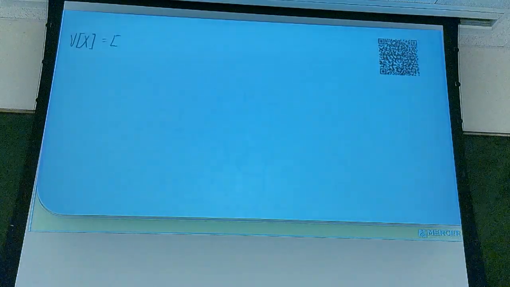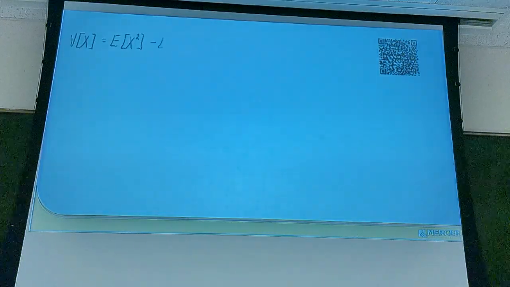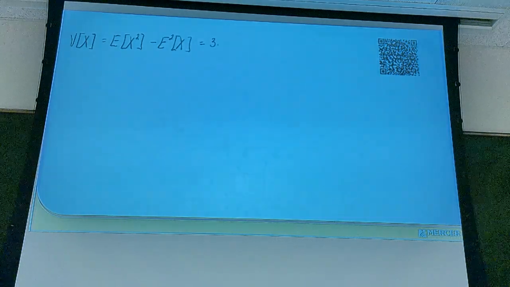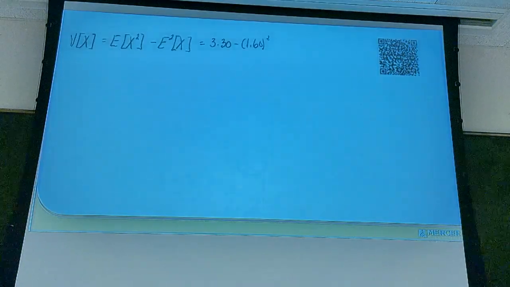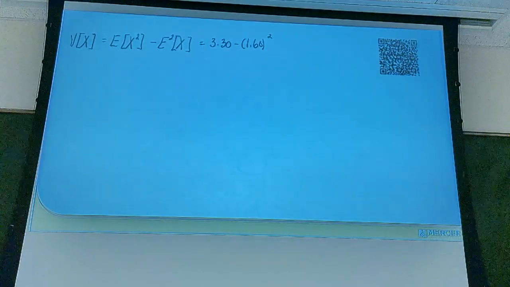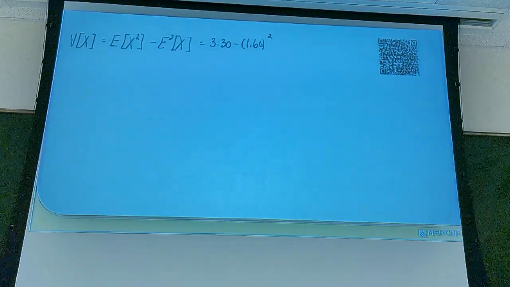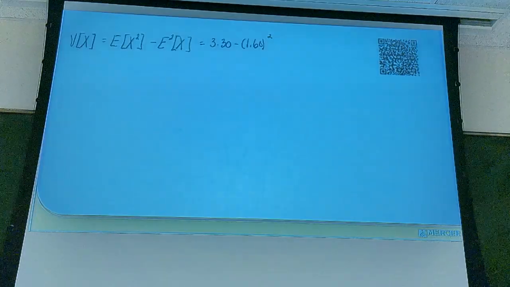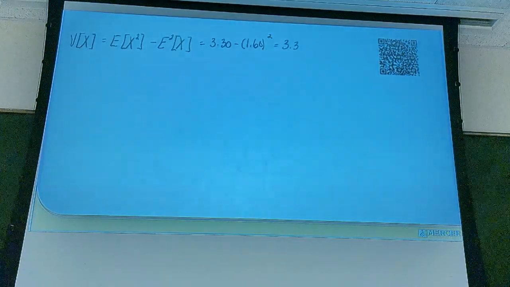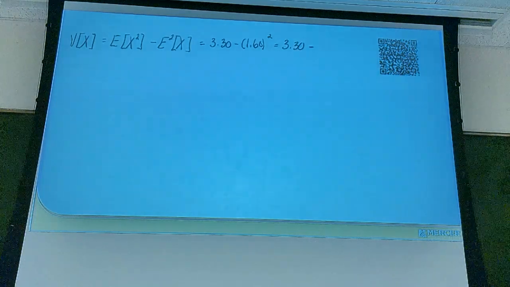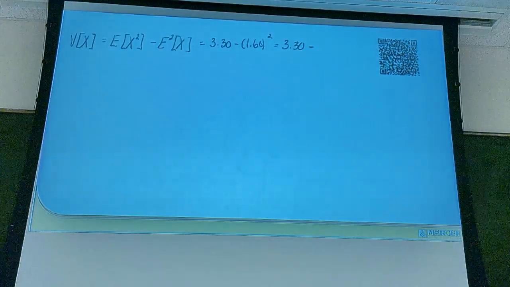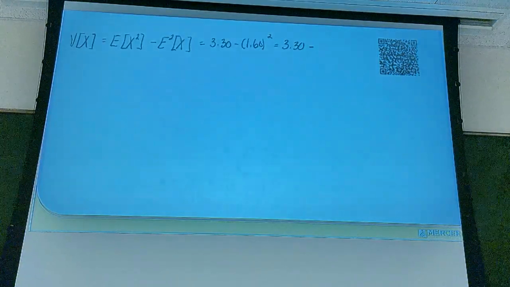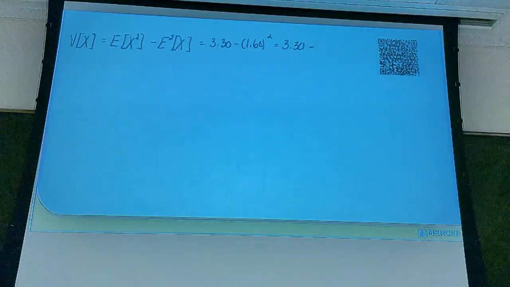Our variance: E of X squared minus E squared of X. 330 minus 1.60 squared. 1.60 squared. What is 16 squared? That's 256, right?